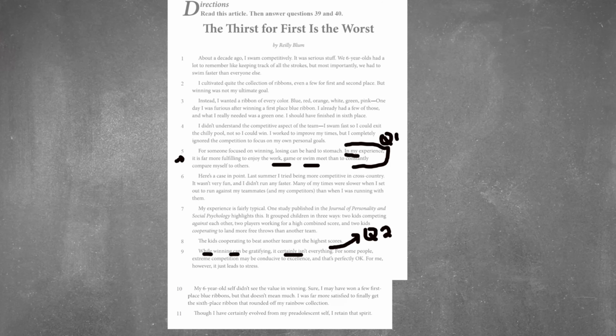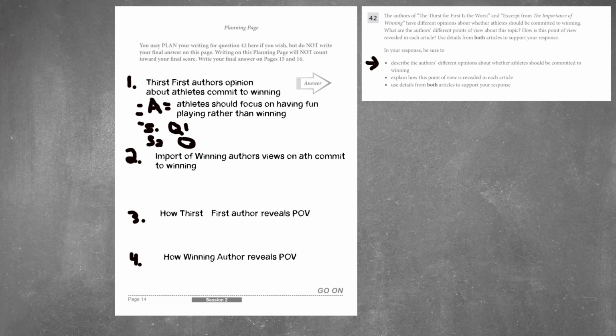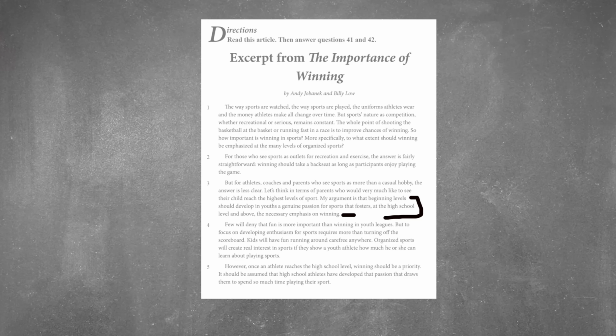So we go back to our planning page, and we simply write Q1 and Q2 because we know that's going to assign back to the quotes that we had. We move right on to the next question. And this one asks the importance of winning, the author's view of an athlete's commitment to winning. So we go to the other article and do the same thing. We look to the third paragraph and we can find our answer to the author's opinion as to the point of view regarding an athlete's commitment to winning.